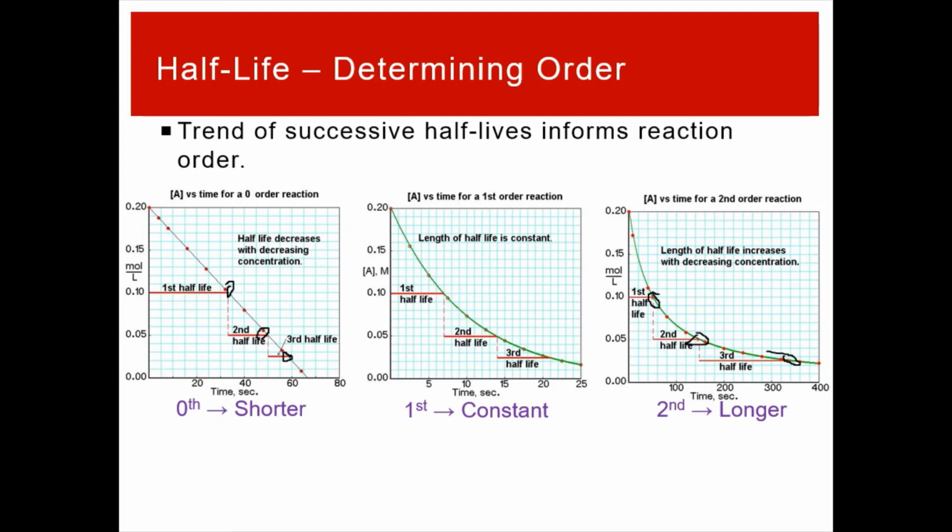What that means is you can again do an experiment where you measure the concentration of your reactant over time. We looked at fitting our equations to the linearized form of the integrated rate laws. You can also just measure half-lives. If the half-lives get longer, that means you're dealing with second order. If the half-life gets shorter, 0th order. If the half-life is constant, it's first order.